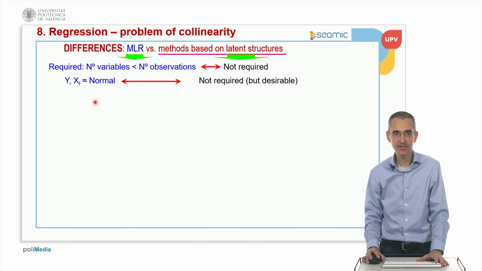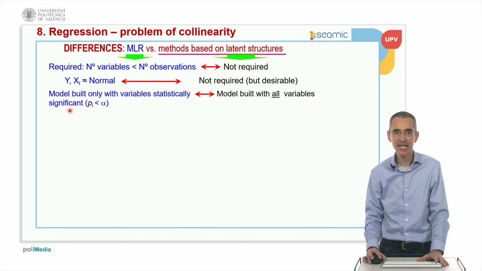Okay? Well, another condition is that MLR has some kind of hypothesis. For example, the variables have to be normal. It's based on the hypothesis of normality. For other types of methods, this is not required, although it is desirable. So in case of using variables with a very high skewness, it is recommended to apply some kind of transformation so that the degree of skewness is not so high.